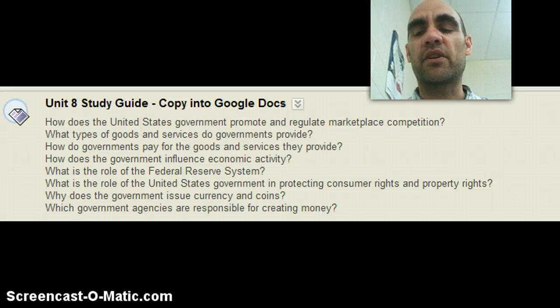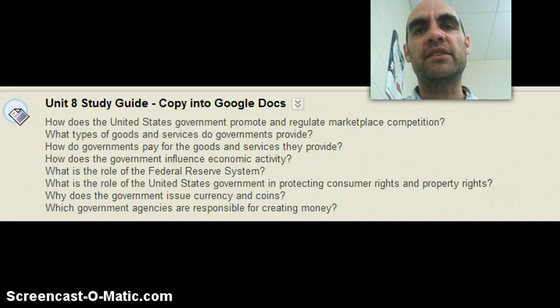Why does the government issue currency and coins? Well, the money that you have is backed by the government, and the reason that we accept it is that the government says it's worth $1. They issue it so that you can buy things. We don't really barter anymore. I can't walk into the gas station and offer my rare seashell collection to get gas in my car. So that's why we have currency and coins.